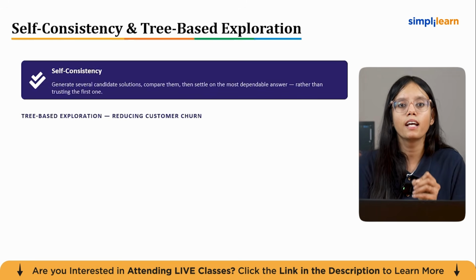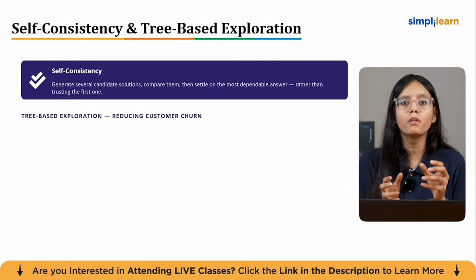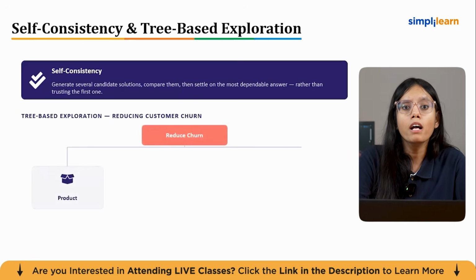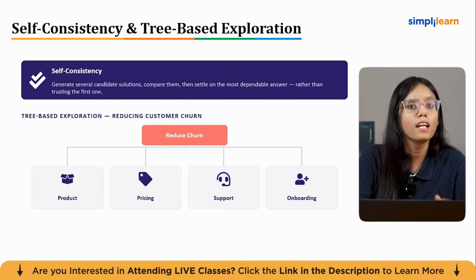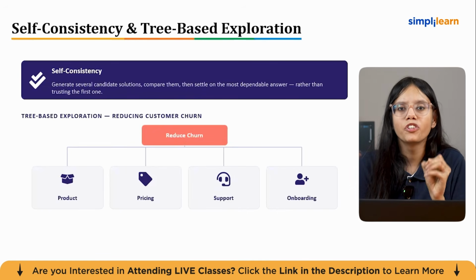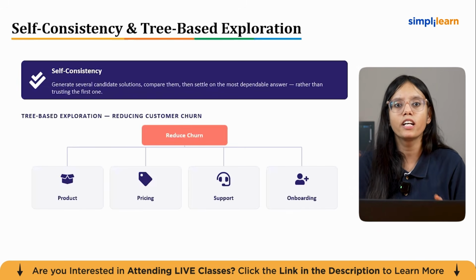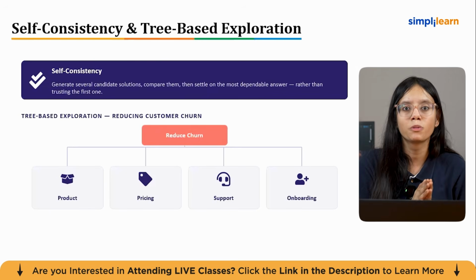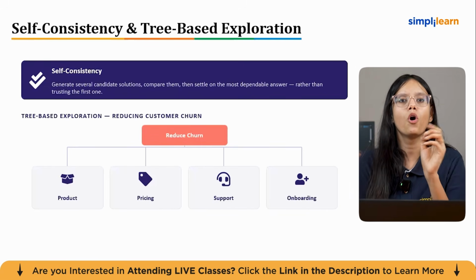Then we have tree-based exploration. Rather than following only one path, the problem can be explored through several possible branches. For example, suppose you are trying to reduce customer churn. One path might investigate product problems, another path might investigate pricing, another could examine customer support, and another could examine onboarding. Each branch represents a potential direction. The most useful directions can be evaluated further. So this style of structured exploration can be valuable for planning, problem solving, strategy, and other complex tasks where there may not be immediately obvious paths.